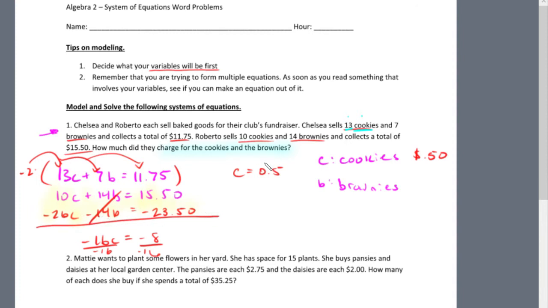So now that we know what cookies are, you plug that into C on this equation or this equation, and you solve for B. So I'm going to plug it into this one here. I'm going to plug this in right here.